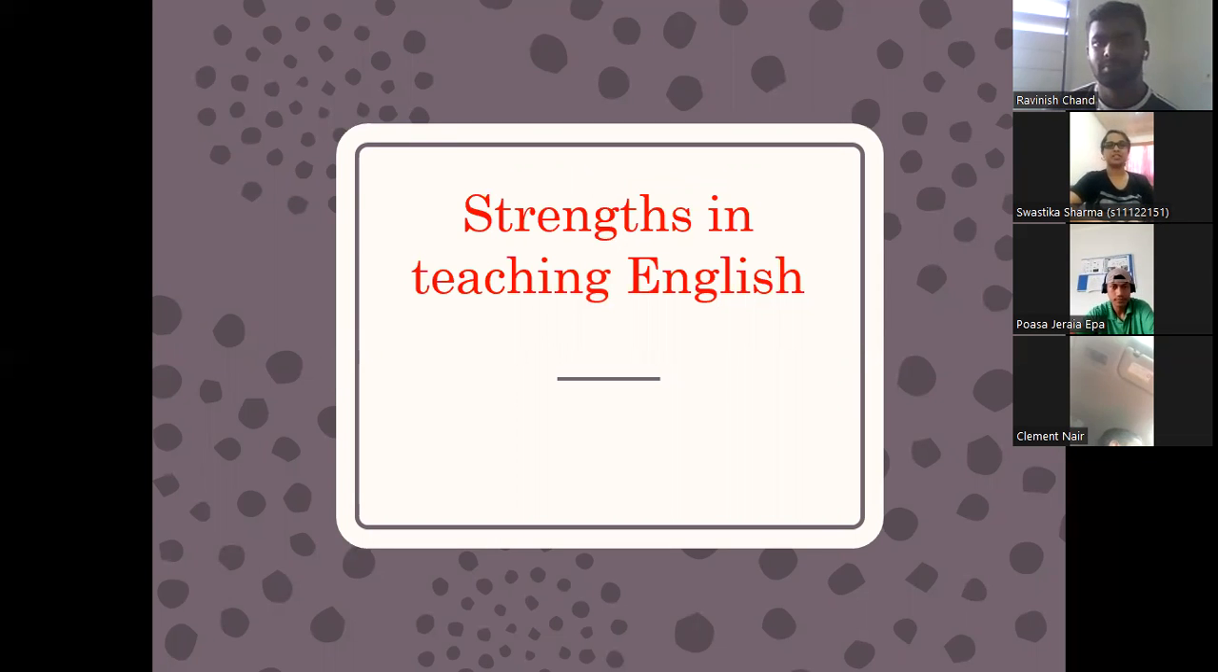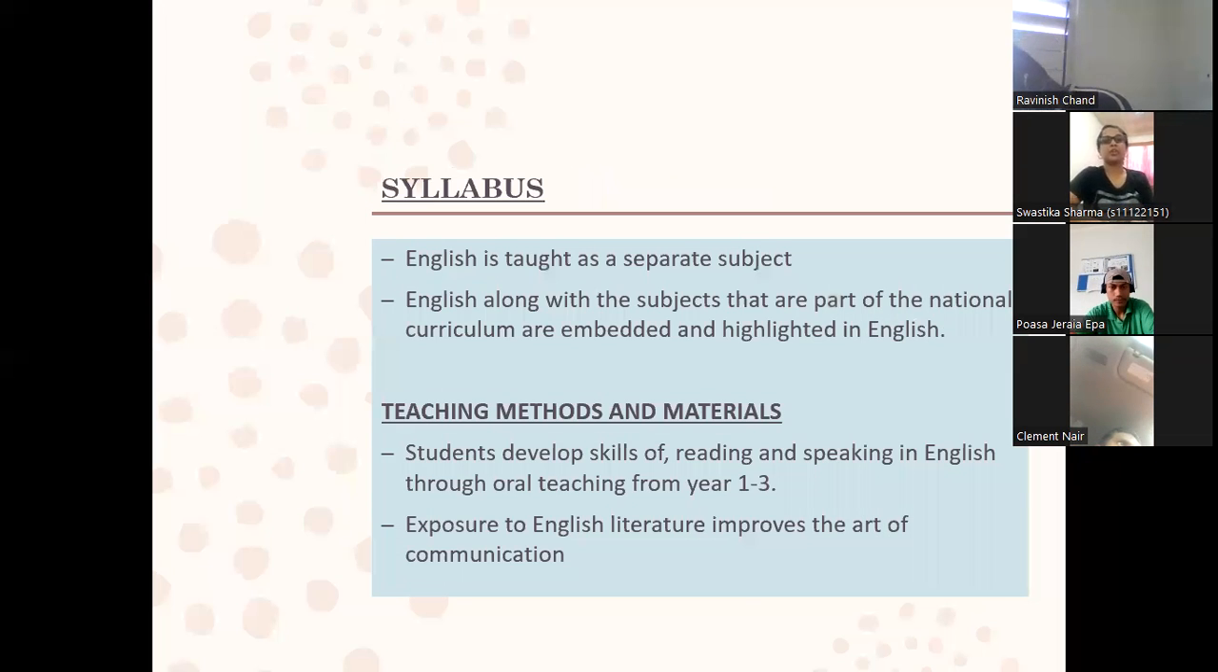Looking at the studies in teaching English syllabus, English is taught as a separate language. We all know that it is not taught like all the subjects out of five, therefore a teacher should teach it separately. Whereas English, along with the subjects that are part of the national curriculum, is embedded and highlighted in English. We all know that English is a worldwide required language, and in the curriculum as well. No matter what you are doing, English should be there.